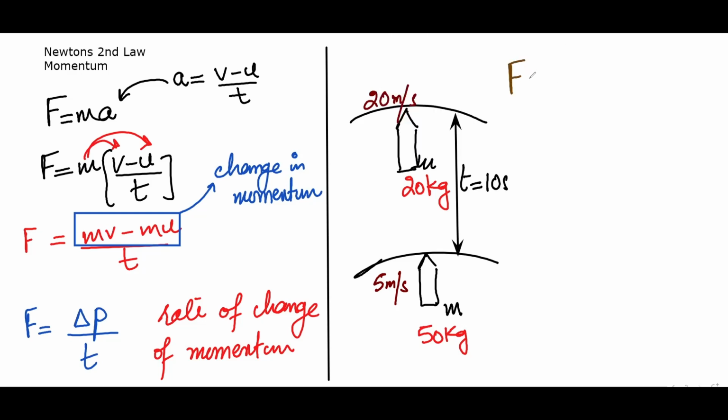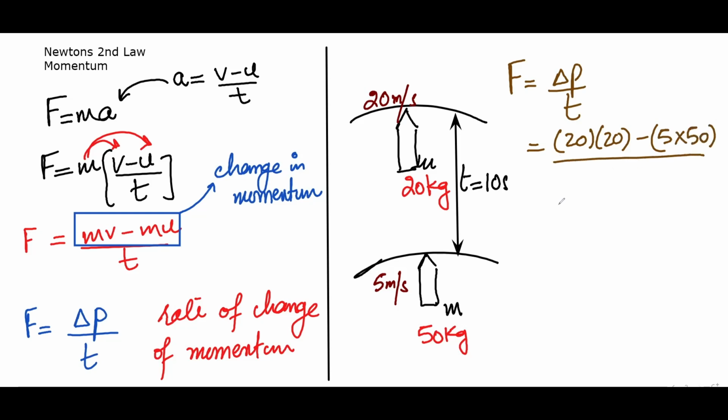So let's put F is equal to the change in momentum divided by the time taken for the process, right? So what's my final momentum? That is the final velocity multiplied by the final mass. That would be 20 into 20, minus my initial velocity and initial mass, that would be 5 multiplied by 50, divided by the total time for the process, that is time t, 10 seconds.